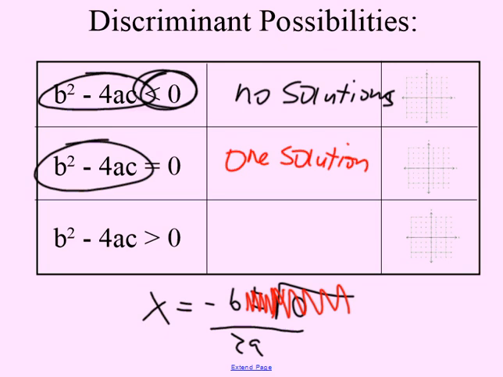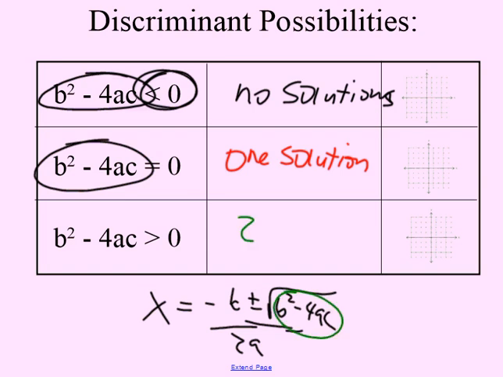What if the b squared minus 4ac part underneath the square root, what if that part's positive? If that part's positive, then you have two solutions. Because you're going to have to do a plus whatever this number is and a minus whatever that number is.